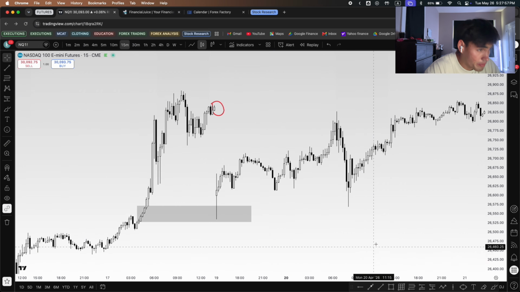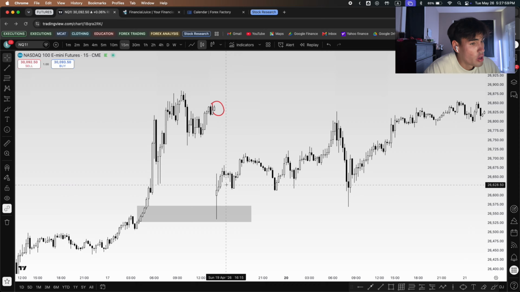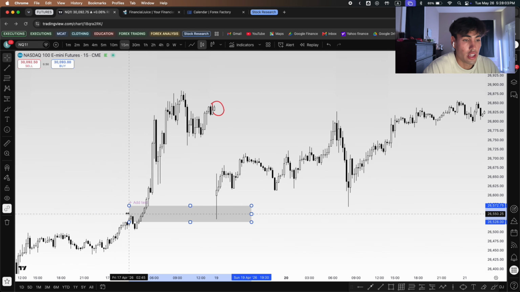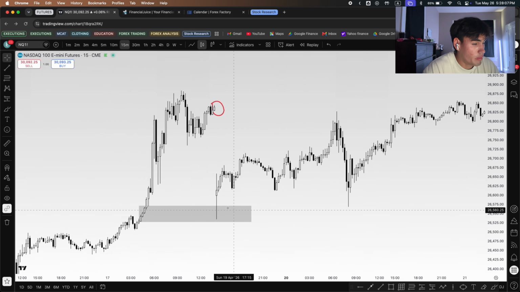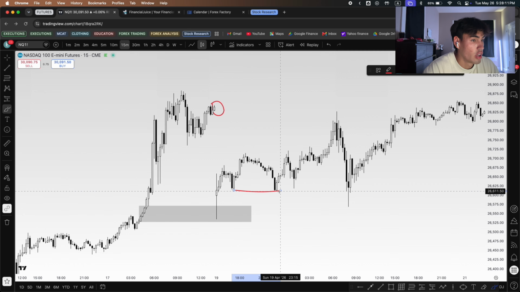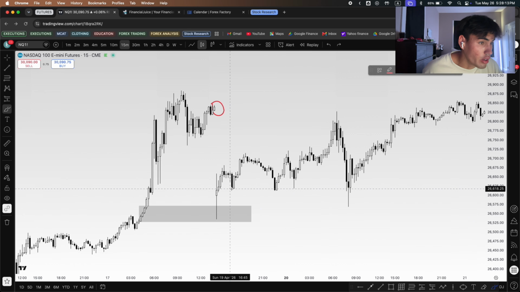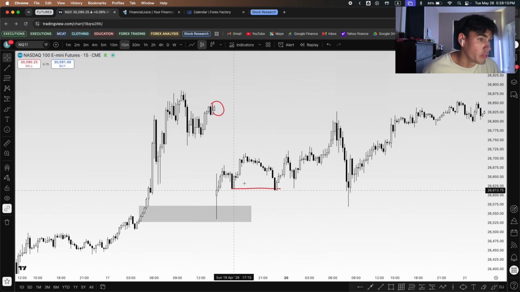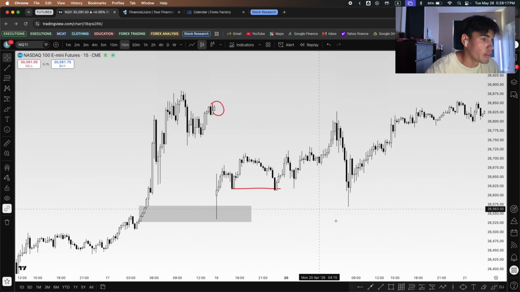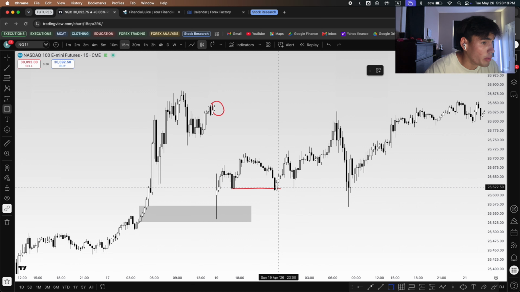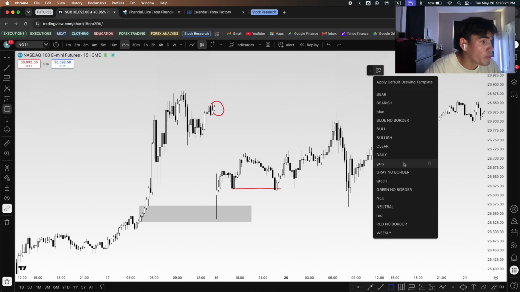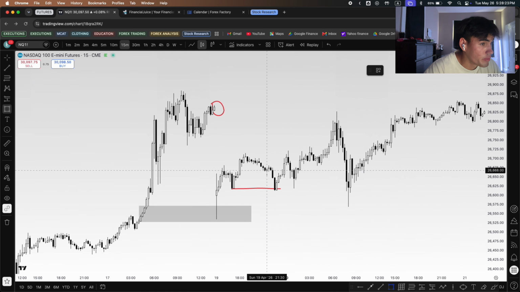Now, what actually happens is once we tap into this inefficiency to the left, this fair value gap right here, we get a nice rally higher. But we then sweep out more liquidity. Right here, we get a nice liquidity sweep of this low, and we actually inverse this fair value gap right here.